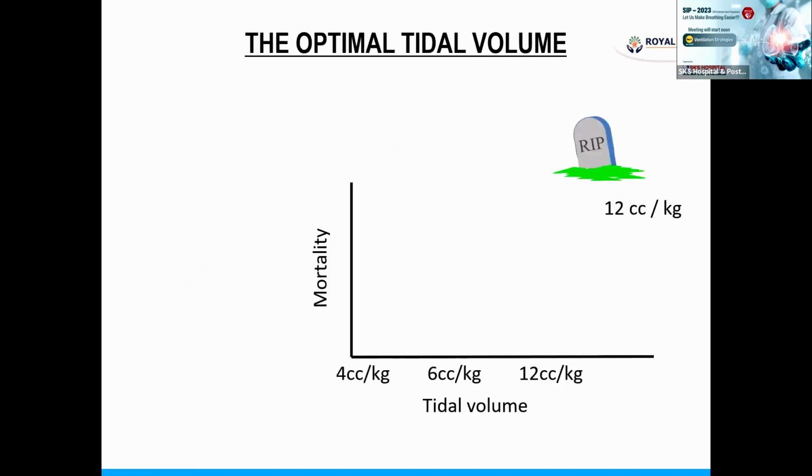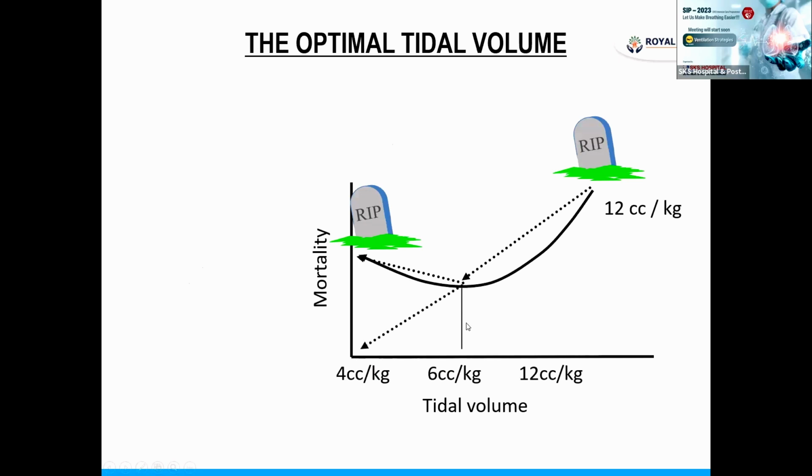So low tidal volume is beneficial. So how low is good? From 12 to 6, we definitely saw there was an improvement in mortality. When further studies were done to see whether further reducing the tidal volume would be useful, it was found that on reducing it from 6 to 4, again, mortality was slightly increased. So this is the nadir point, and 6 ml per kg was found to be a good tidal volume for us to ventilate an ARDS patient.